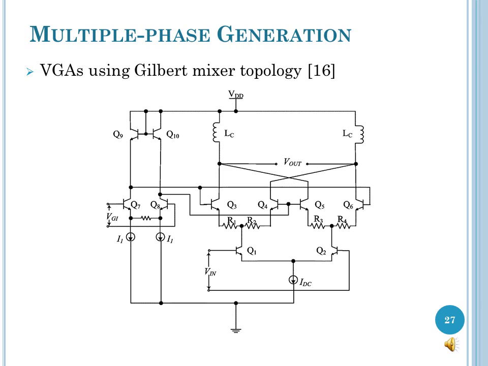The variable gain amplifier for the vector interpolator was implemented using a Gilbert mixer topology. In the figure, resistors R1 to R4 were included to increase the linearity of the amplifiers. The gain control voltages are generated using a pre-distortion circuit, which is an inverse tan cell, so as to improve the linearity further.